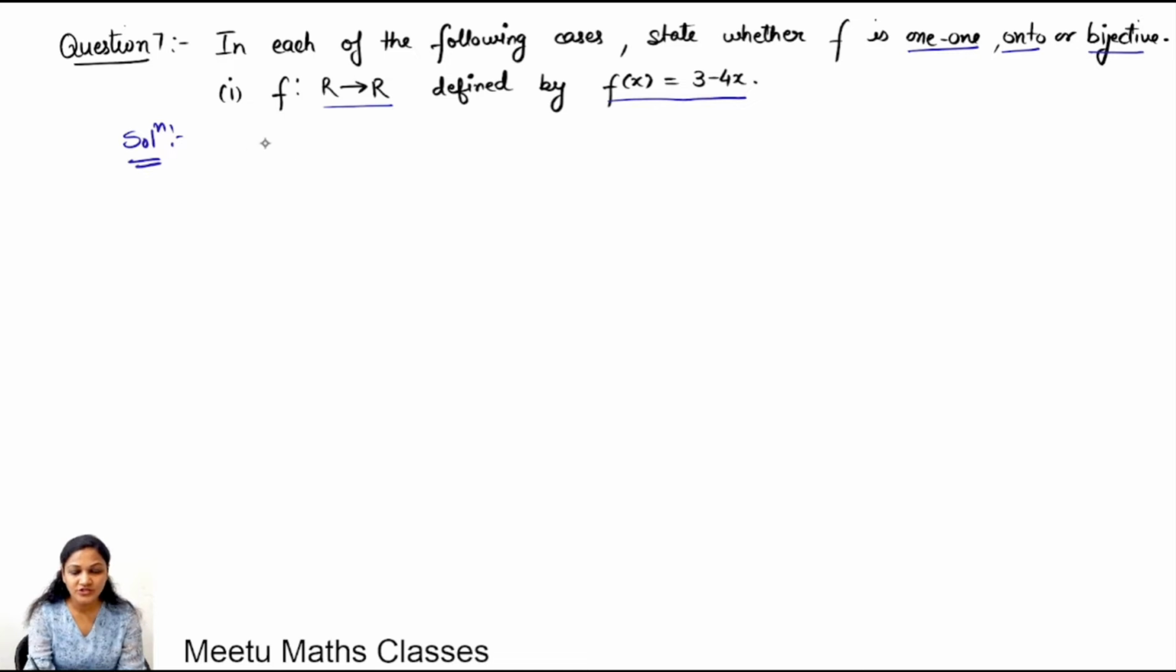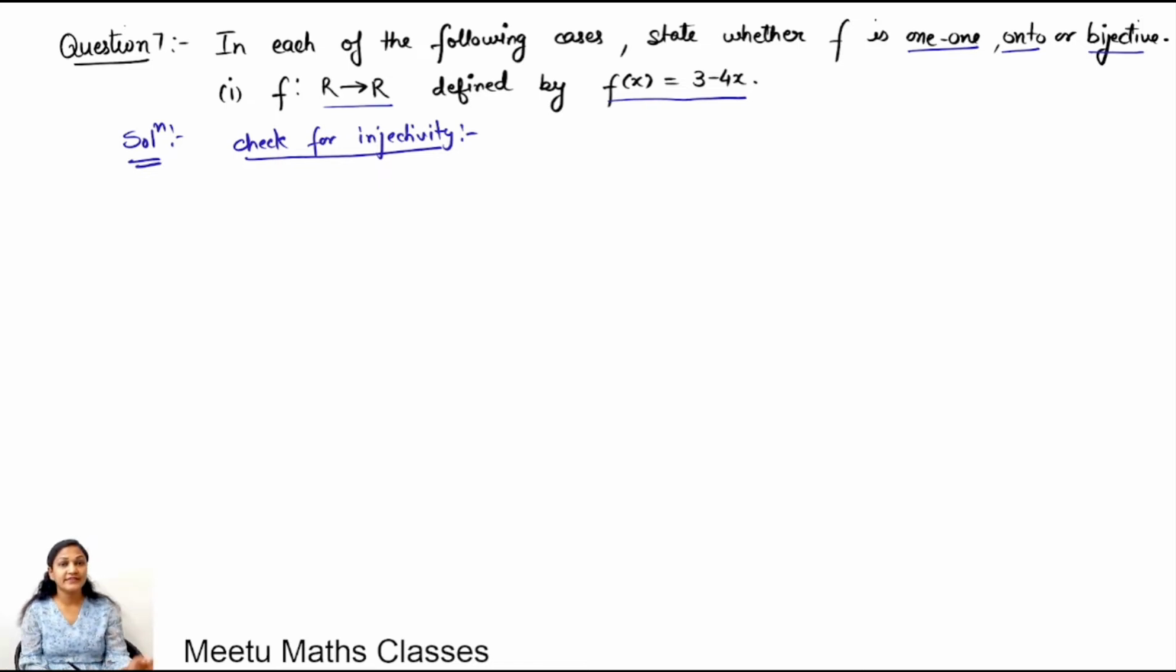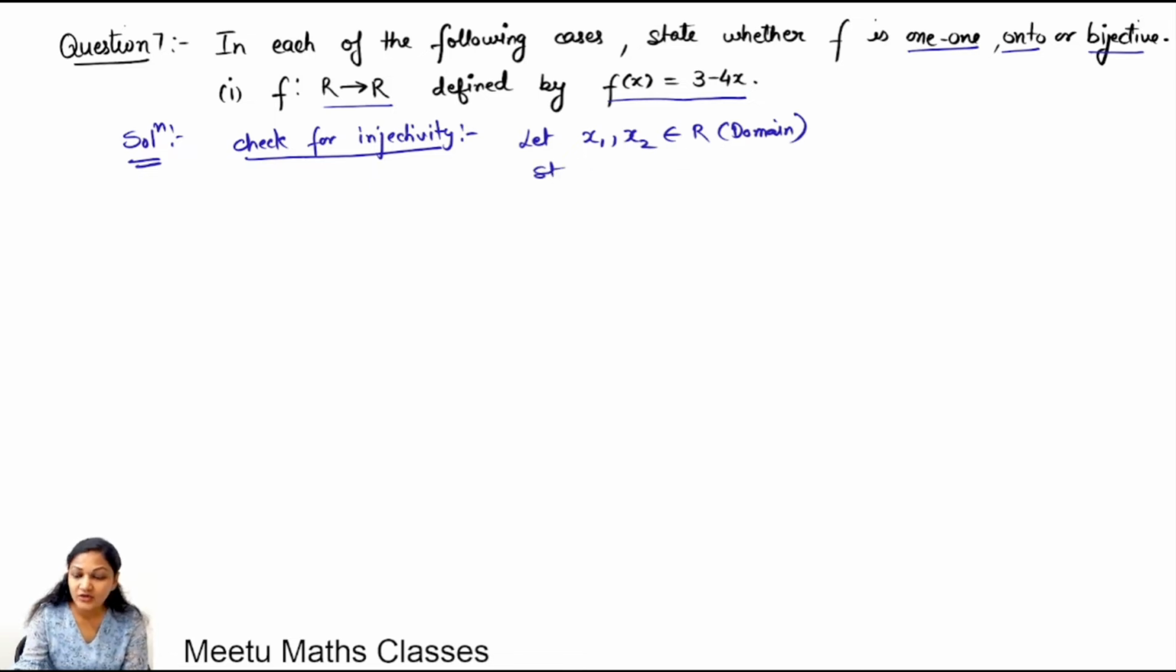Now for this function you have to check for injectivity. For injectivity we are going to check that every element of the domain must have a distinct image in the codomain. So let us take two elements in the domain such that their images are equal. Now we are going to show that the elements are also equal.